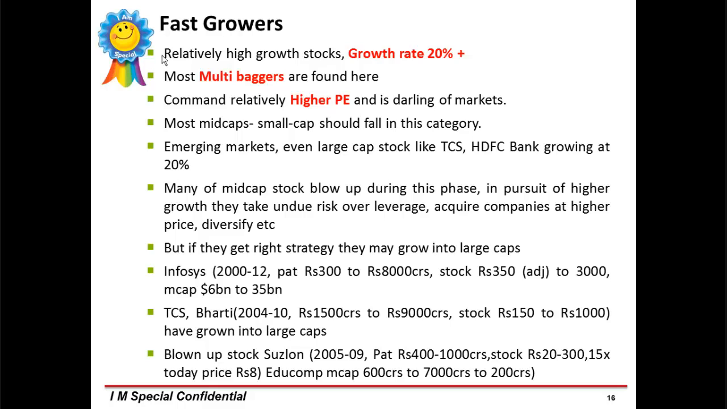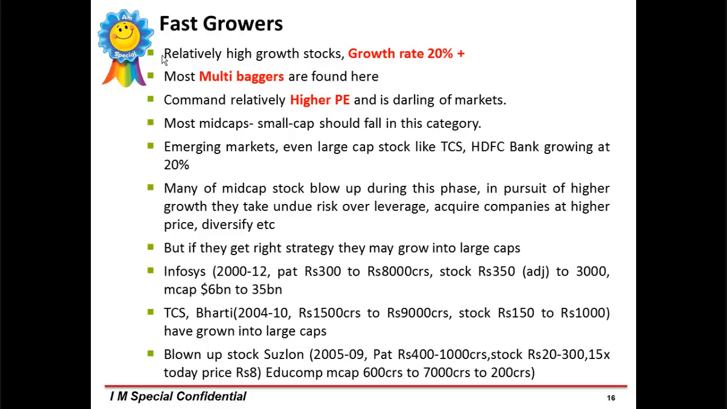Many mid-cap stocks blow up during this phase. In pursuit of higher growth, they take undue risk, over-leverage, acquire companies at higher prices, diversify, etc. But if they get the right strategy, these companies can grow into large-cap stocks. For example, Infosys in 2000 had a profit of 300 crores. In 2012, the profit grew to 8,000 crores. And if you look at the stock return, price has gone from 350 to 3000, so it became a 10 bagger. 350 is of course adjusted for any stock split, bonus, etc.